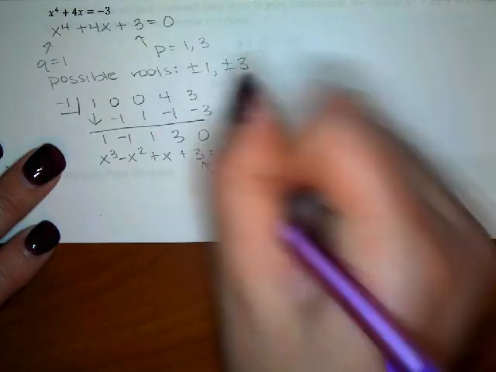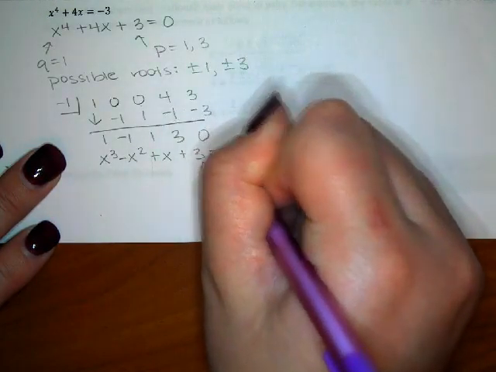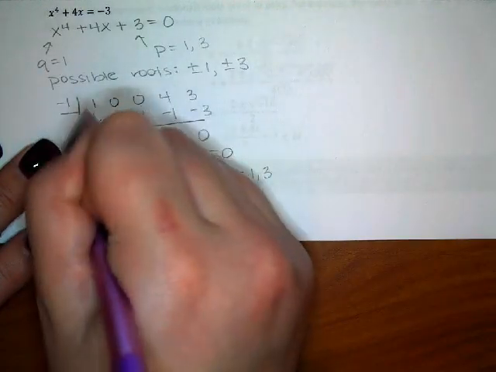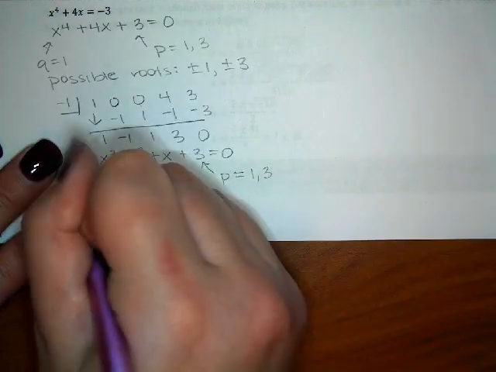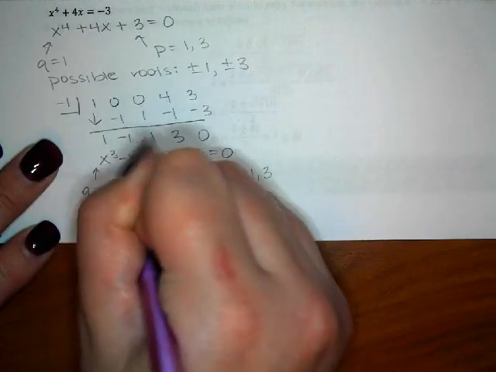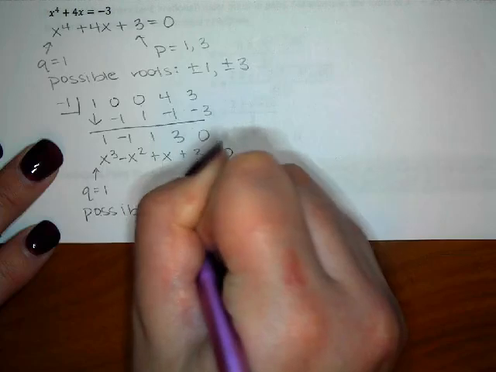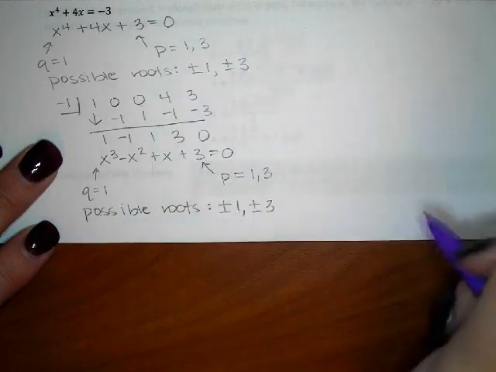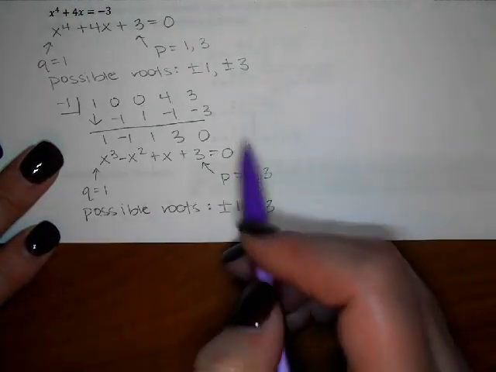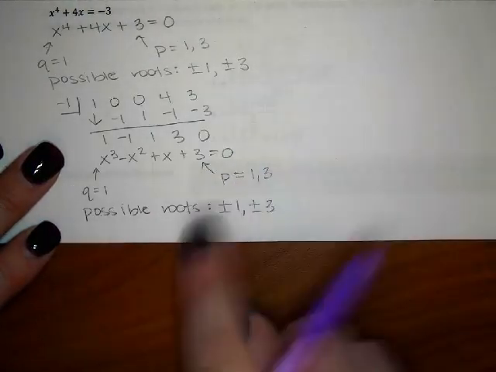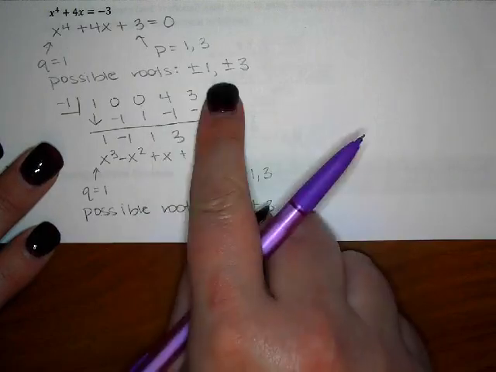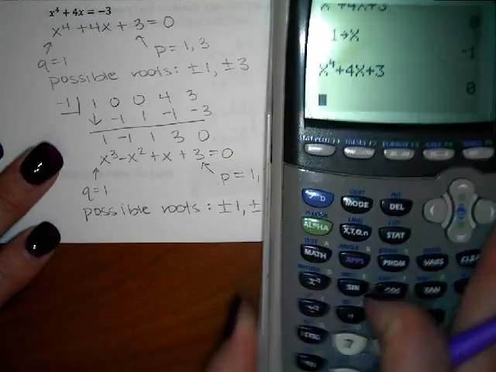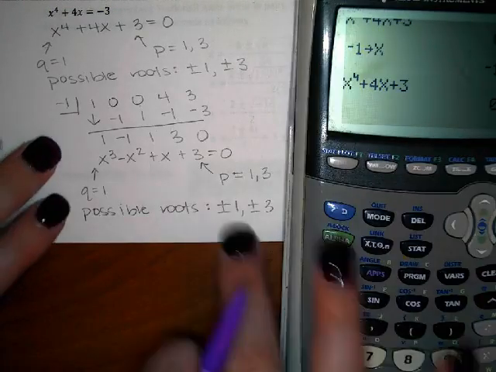So P is 1 and 3. Q is 1. The possible roots, again, are plus or minus 1, plus or minus 3. The possible roots being the same this second time as the first time is kind of a coincidence. Sometimes they are the same, sometimes they're different. It just depends. So now I'm going to plug these into this equation this time.